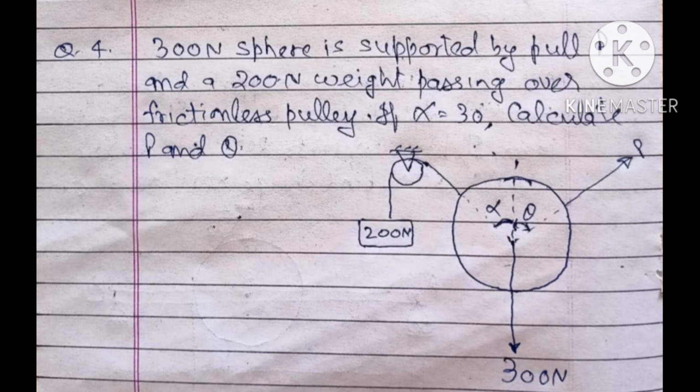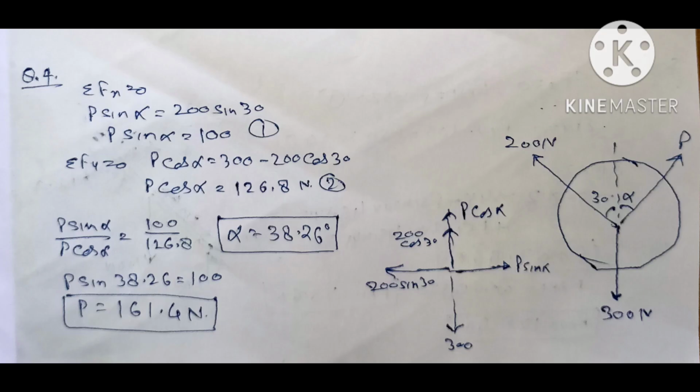A 300 Newton sphere is supported by pull P and a 200 Newton weight passing over a frictionless pulley. If alpha equal to 30 degree, calculate P and theta. You can see in the diagram that the string is frictionless, so tension on both sides will be equal. So the tension in the string will be 200 Newton.